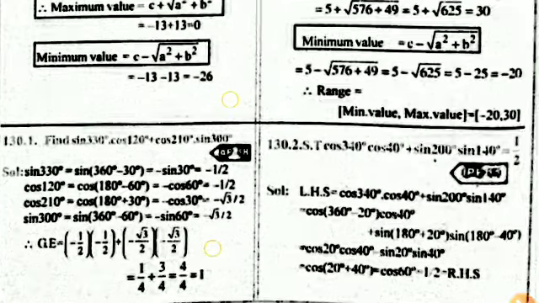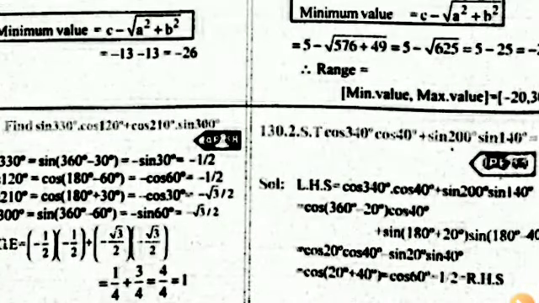Find the value of sin 330 cos 120 plus cos 210 sin 300. Show that this value is equal to 1 by 2. Show that cos 340 cos 40 plus sin 200 sin 140 is equal to 1 by 2.